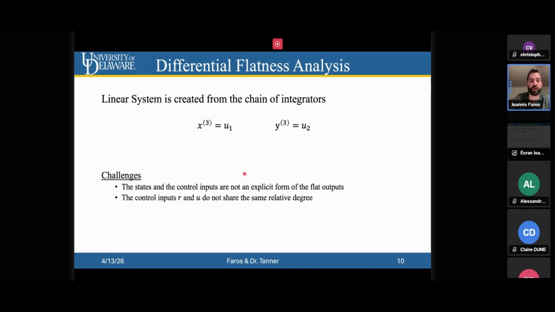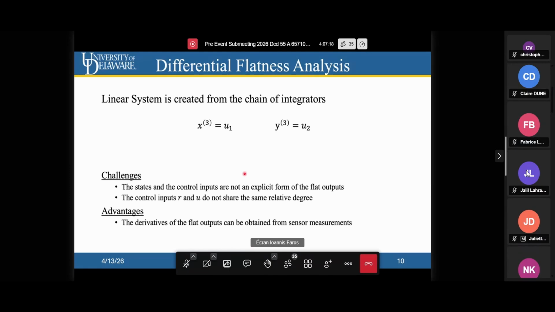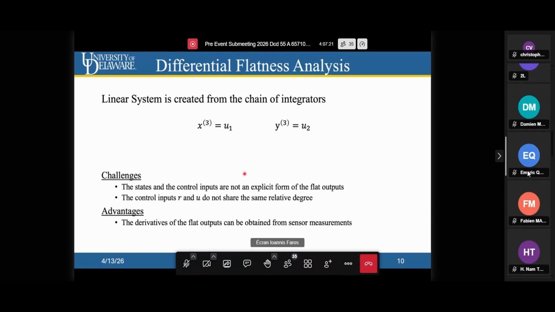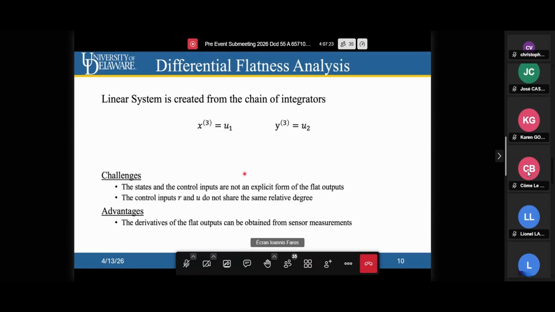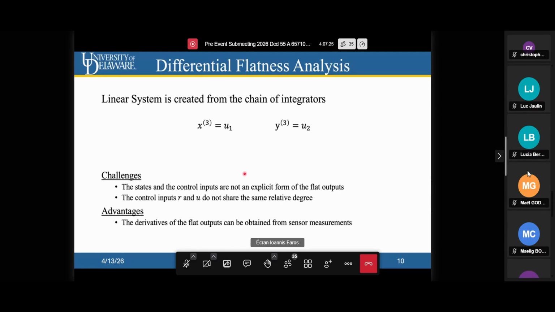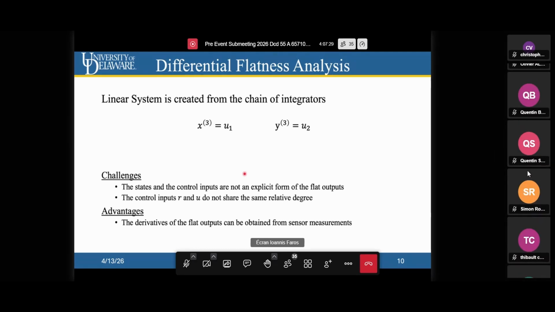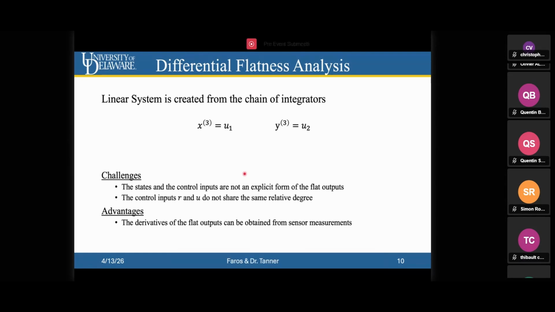expressions. On the other hand, we have one advantage, and this advantage is essentially that we can take all the derivatives of the flat outputs from sensor measurements. So if we have a DVL, we can take the surge and the sway velocity from measurements, and this actually makes the implementation much easier.